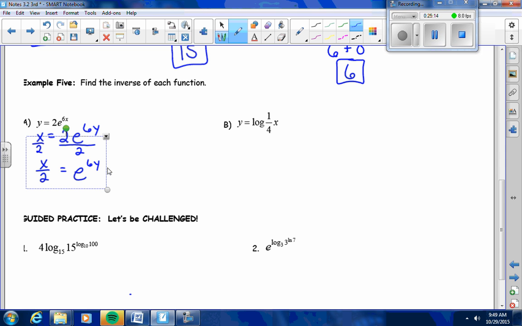Okay. I currently have exponential form. What can I change that to? I can change it to log form, which would be natural logarithm. Okay? So changing it to natural log base e of what?